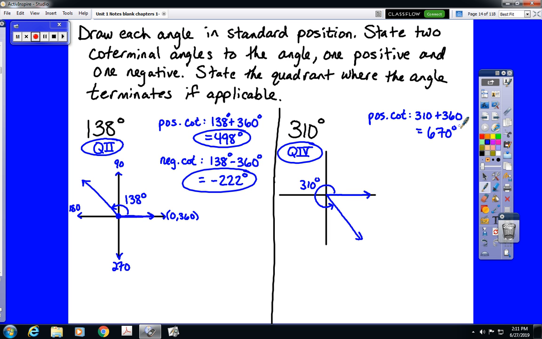Now keep in mind that if your original angle is more than one full rotation to start with, then you're going to have to adapt to that. You can still add 360 to get a positive coterminal, but to get the negative, you're going to have to subtract more than once. Same thing for the negative. We're going to take 310 degrees, and we're going to subtract 360, which will give us negative 50 degrees. Hopefully these examples are helpful, and that completes section 1.